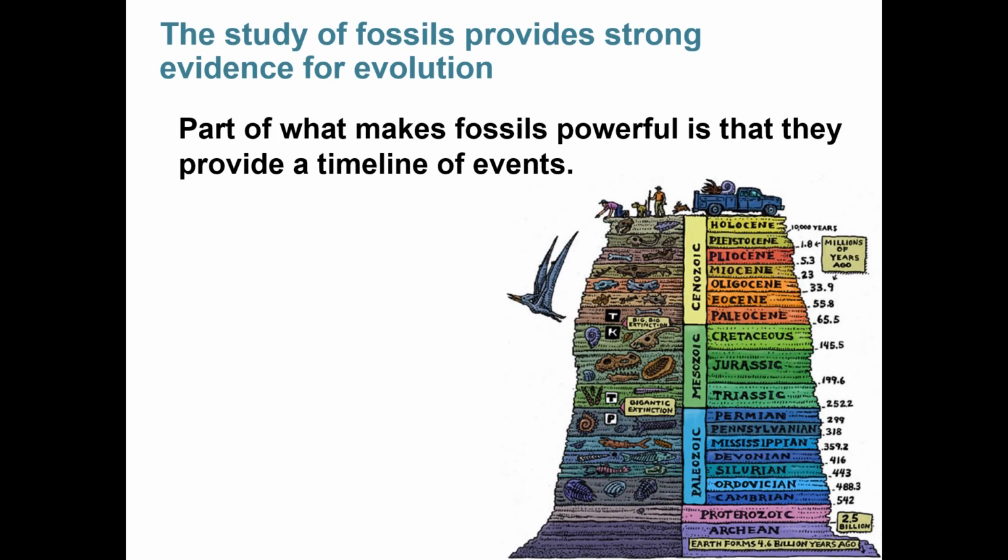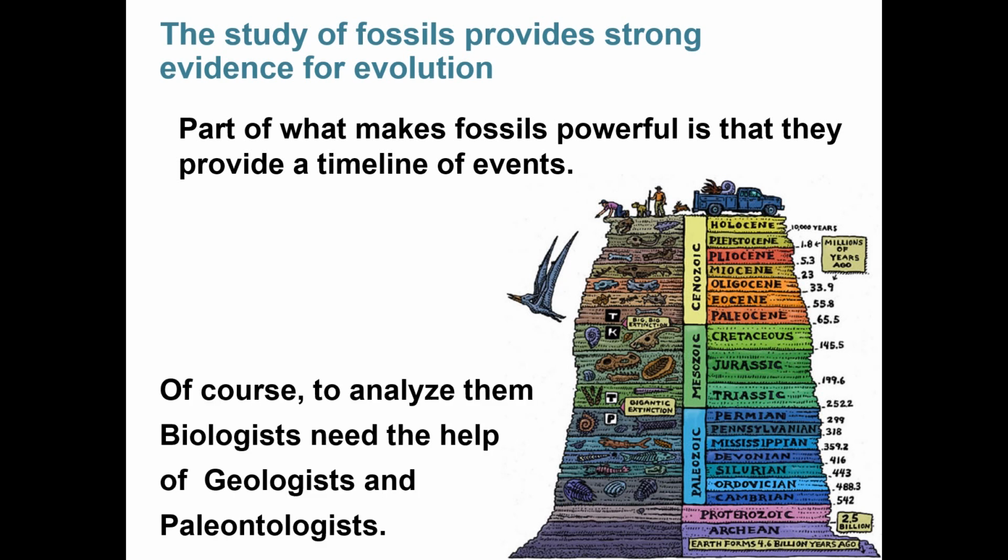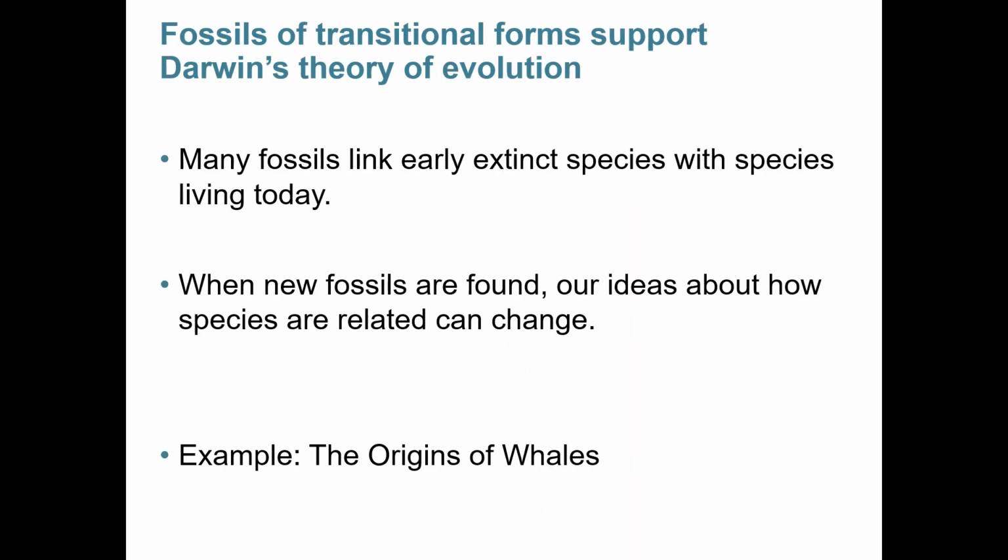Part of what makes the fossil record so powerful is that it is essentially a timeline of events. As each generation happens, the next one occurs above it, and so the farther you dig backwards, the farther back in time you can go. Of course, to analyze them, biologists need help from geologists and paleontologists, so this isn't something that we tend to do alone. Many fossils can link early extinct species with species that are living today, and when new fossils are found, we can use those to rearrange how we think species are related.